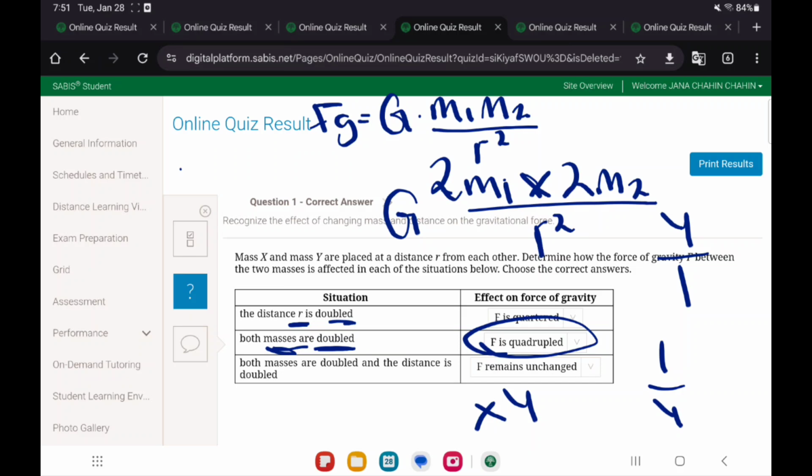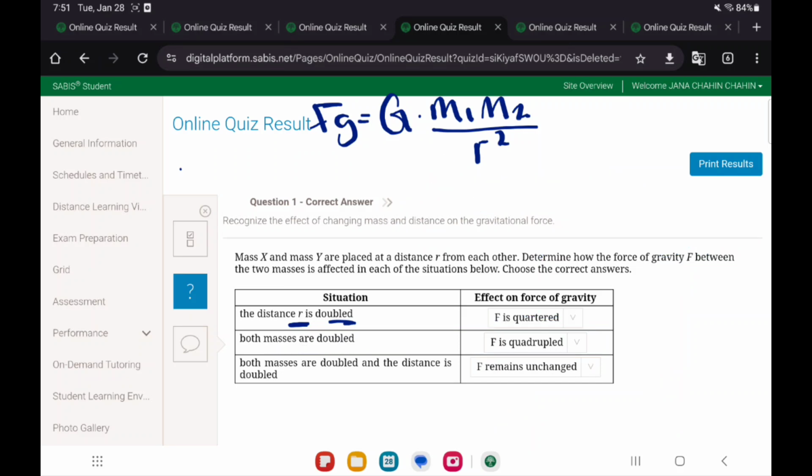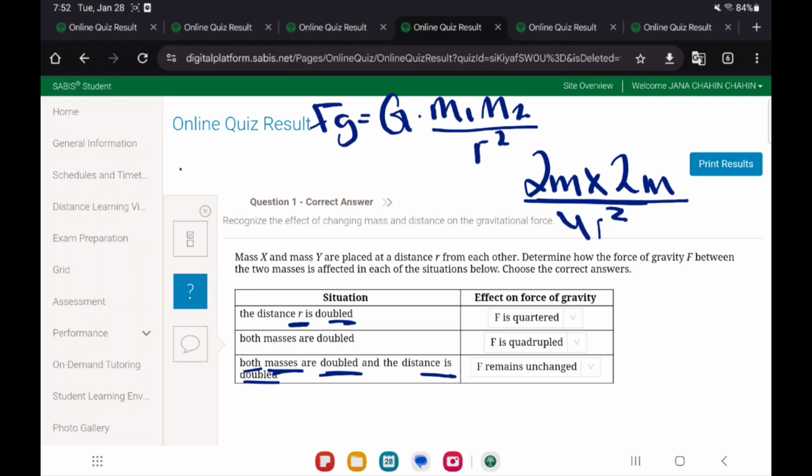So now they want, if the masses are doubled, both of them, and the distance is also doubled, okay? So 2m1 times 2m2 over 4r squared. Let's simplify because we can simplify here. You divide 2 and 4, this becomes 2, and then you also simplify this and this. It will be literally the same exact equation, so it remains unchanged.